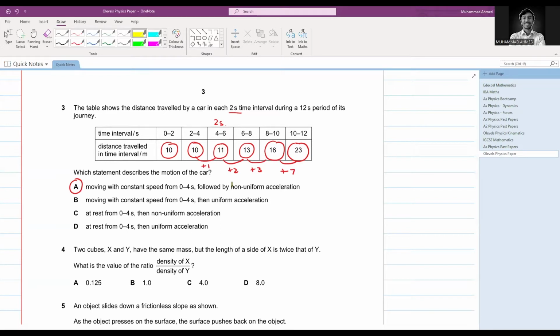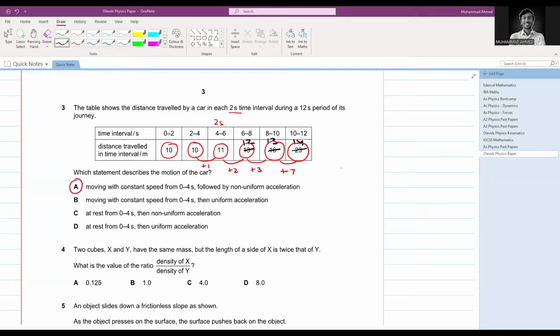Sir, how would uniform acceleration look like? Let's say 11 here, then 12 here, then 13 here, then 14 here. This would have been uniform acceleration. A is your answer. Perfect.